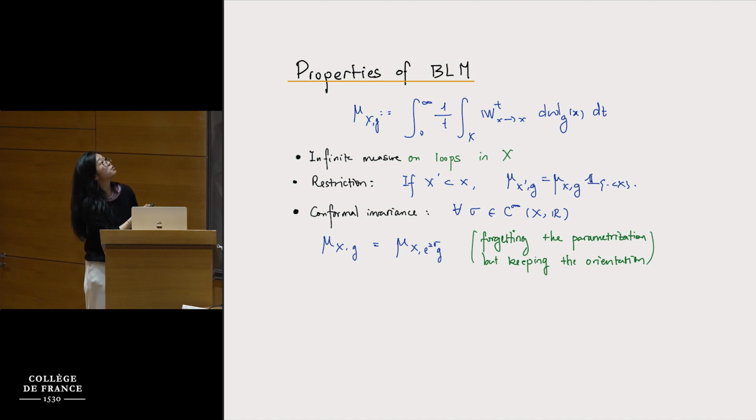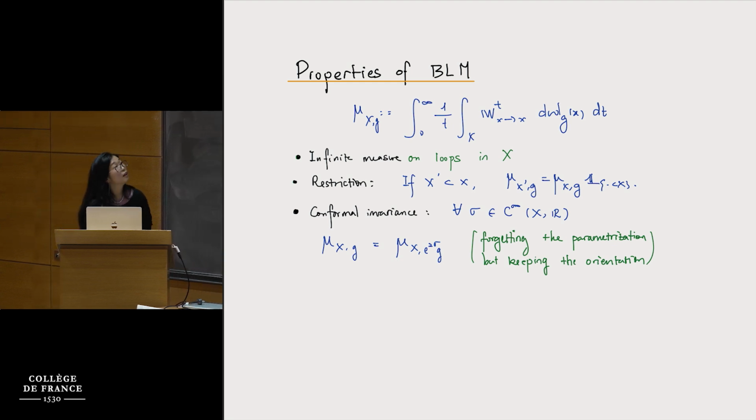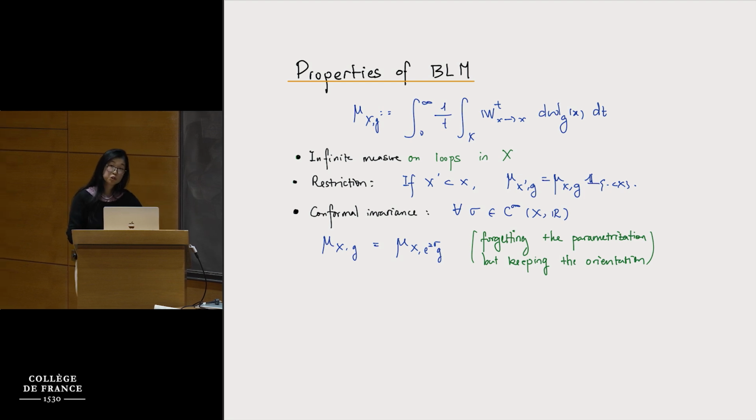And another property is this restriction. If you have a subsurface, then the loop measure will just be the one restricted to the smaller surface. This is coming for free because I define my Brownian motion by killing it when it hits the boundary. So really the second property is the remarkable thing. Also, this is a measure.